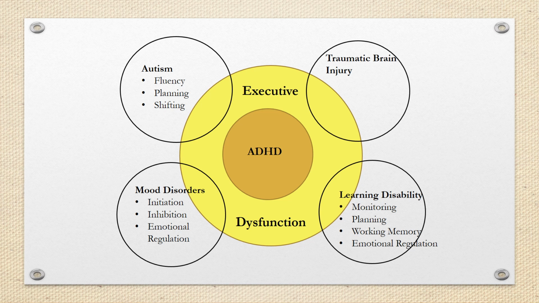Kids with mood disorders also experience executive function problems. They may have trouble getting started with their work. They have trouble inhibiting their strong feelings and regulating their emotions. Kids with learning disabilities also have difficulty many times with executive function. And the way this comes across for those kids is in monitoring their work, planning ahead, remembering, holding things in their mental countertop space that they need to remember in order to complete an activity, and regulating their emotions.